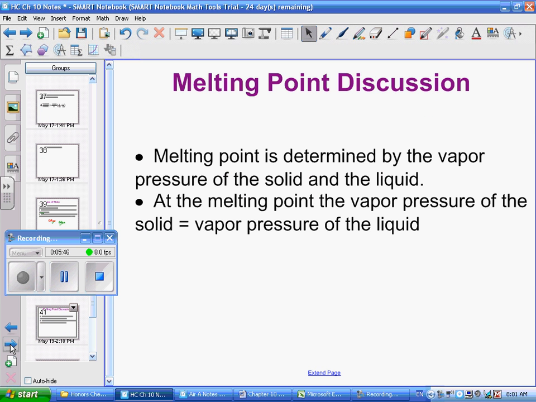Okay, melting point discussion. Melting point is determined by the vapor pressure of the solid and the liquid. It's strange because the melting point has to deal with vapor pressure, so for something to melt, I must be dealing with this idea of vapor pressure. At the melting point, the vapor pressure of the solid equals the vapor pressure of the liquid, which is strange to think, that a solid could actually have a vapor pressure, but it's true. When I'm at the melting point, those two vapor pressures have to be equal.